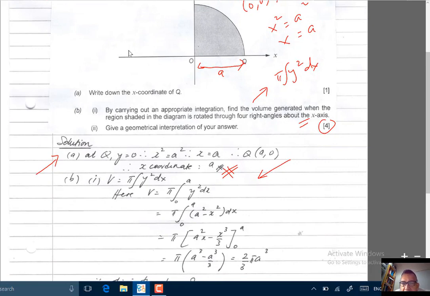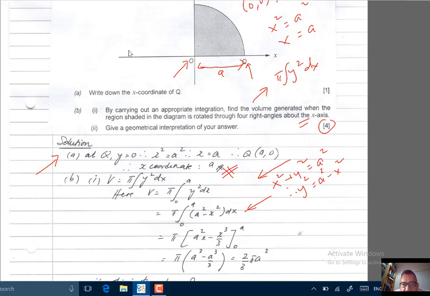And we know that x squared plus y squared equals a squared. Therefore, y squared will be what? Good. a squared minus x squared. And we are integrating with respect to x. Therefore, the x values will go from 0 to a. That's what you see here. Pi, the integral of a squared minus x squared, we're integrating with respect to x, and the x value is going from 0 to a.